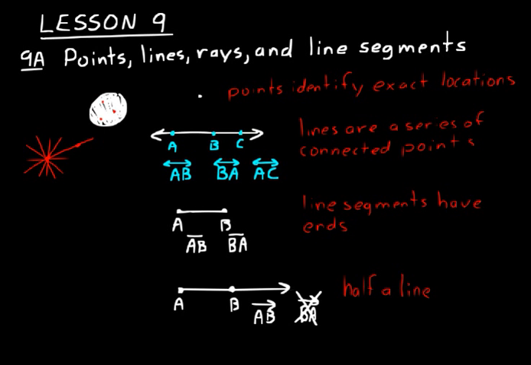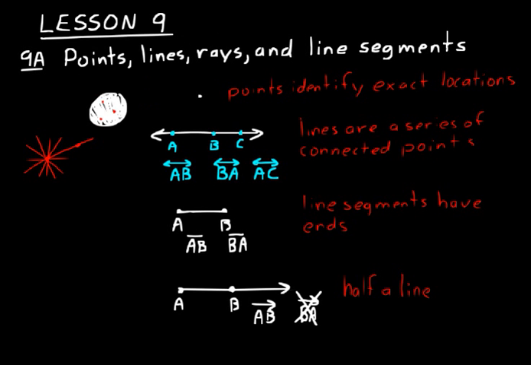We need at least 2 points to identify the location of a line. We need at least 2 points to identify the location of a line segment as well. Those are like a line except they do have ends. And then half a line, that's a ray. It has one end and the other end goes on forever.